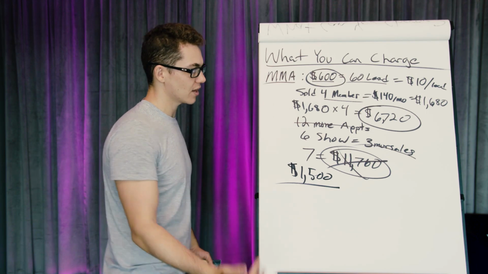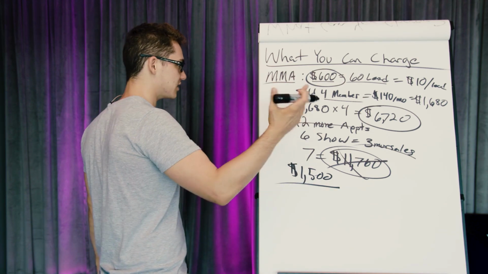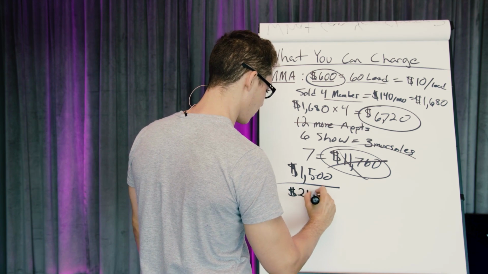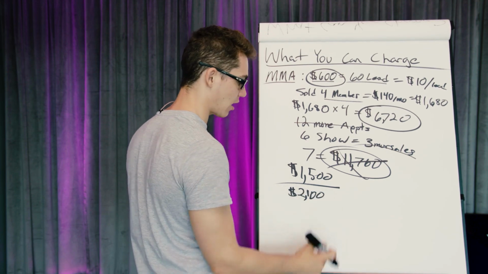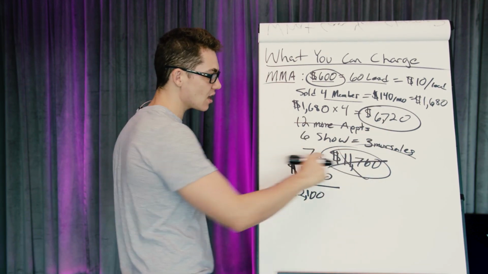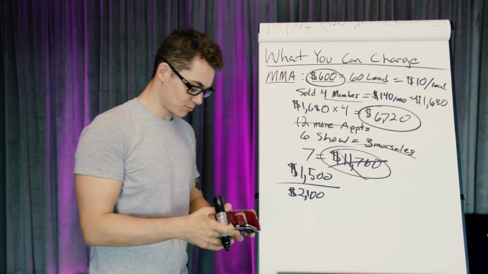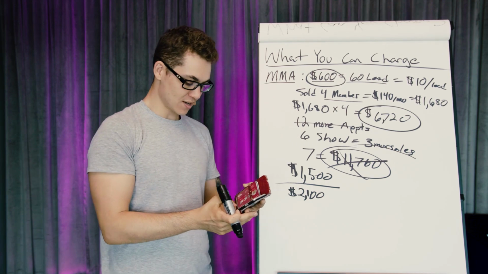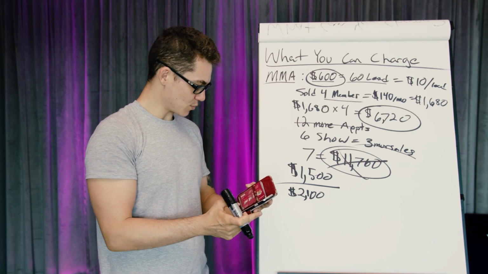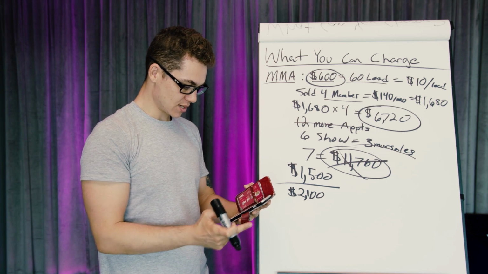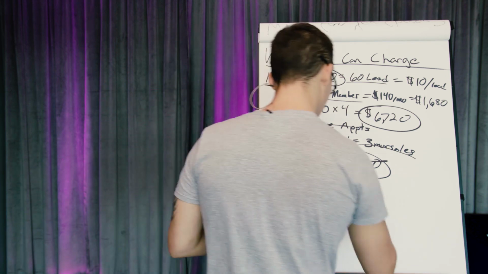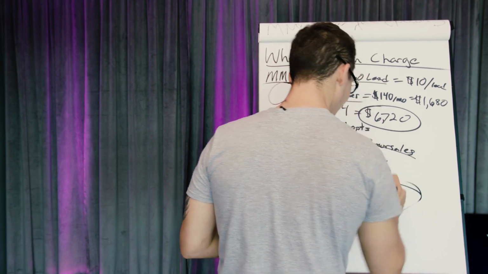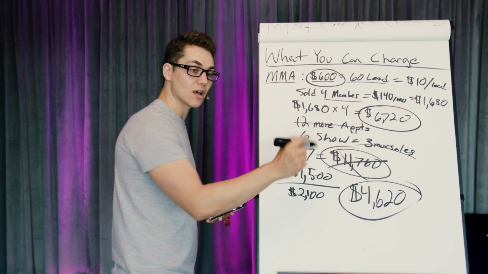Boom. Now, think about this for a second. $1,500 plus $600 is $2,100, right? But even still, 6,000, and I'll bust out my handy dandy calculator. Even if they don't make any more sales, even if they stop at 4, 6,720 minus 2,100 is a total profit of $4,620. And that is based on the fact that they don't make a single other sale.